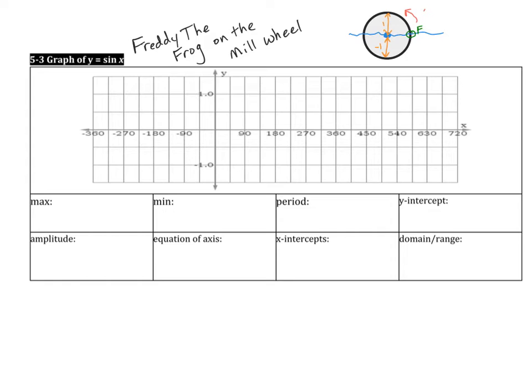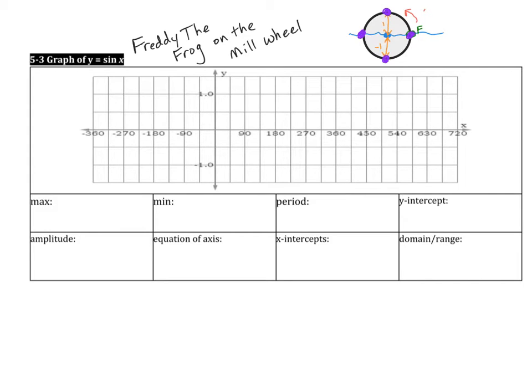And as he went around, there were 4 key points. So once he started on the axis, the next point was up at the maximum, the next point was at the axis, the next point was at the minimum, and the next point was back at the axis. So those were the 4 key points.